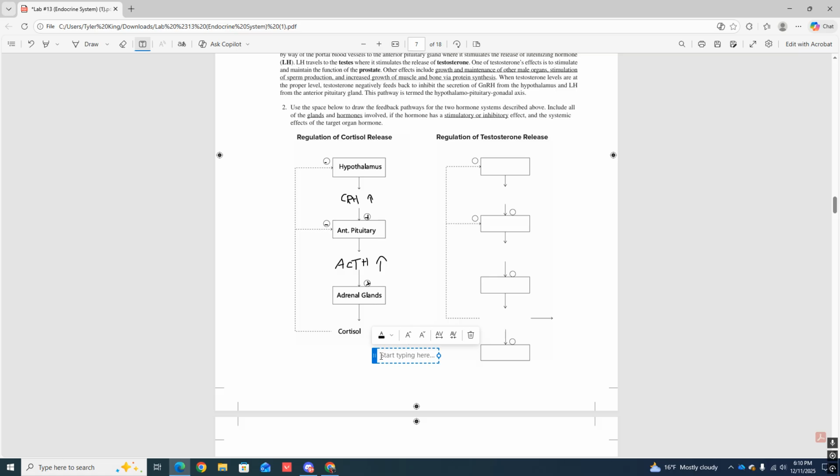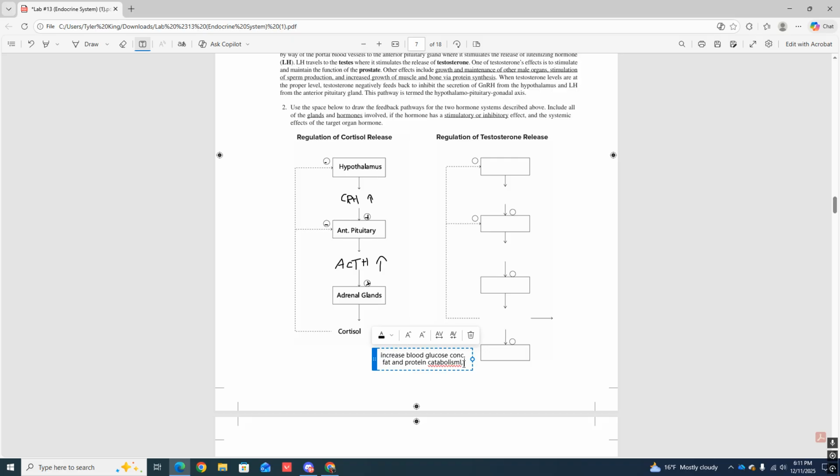What this does is it helps to increase your blood glucose concentration, conc, and promotes fat and protein catabolism, which is basically the breakdown. Catabolism is the breakdown of those things.